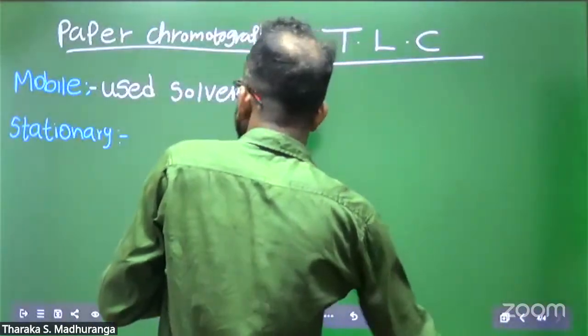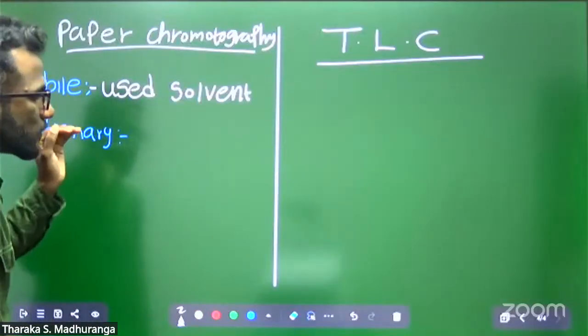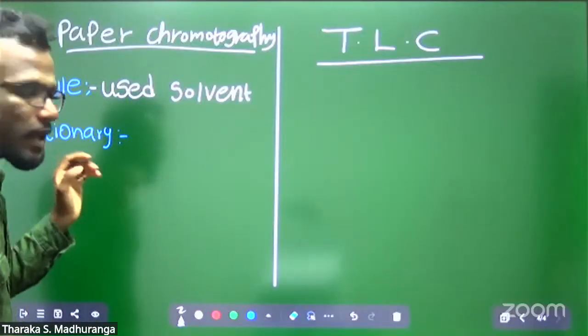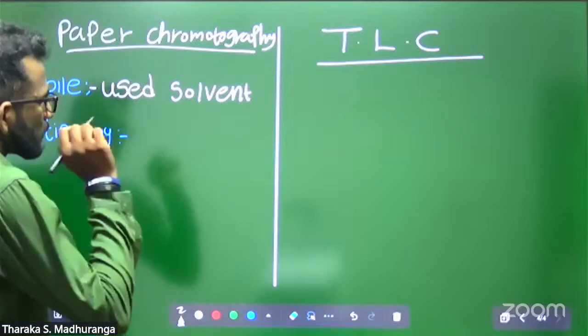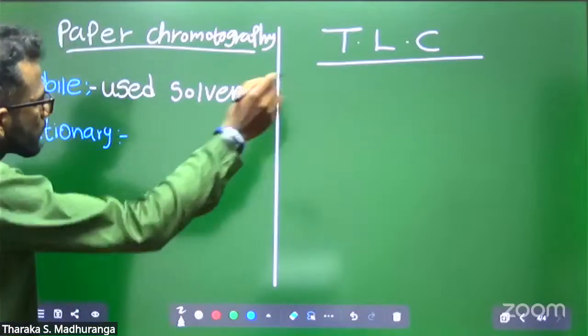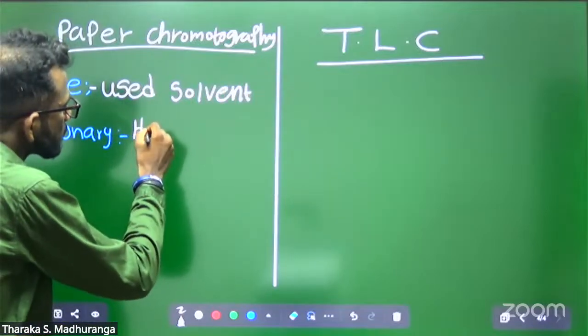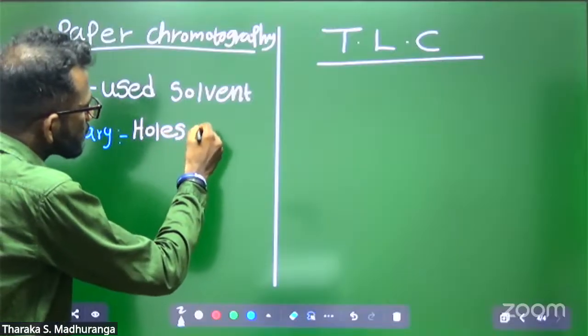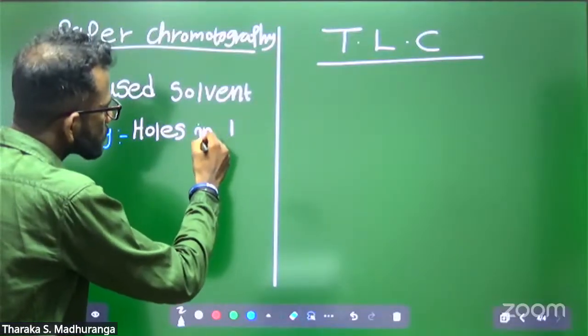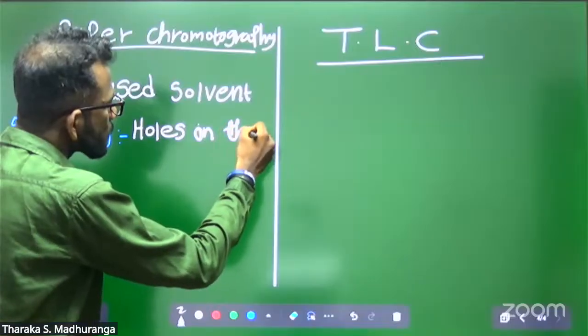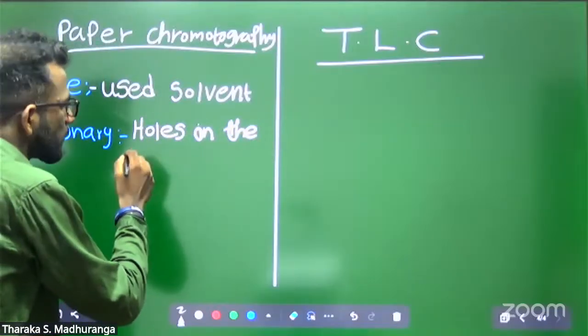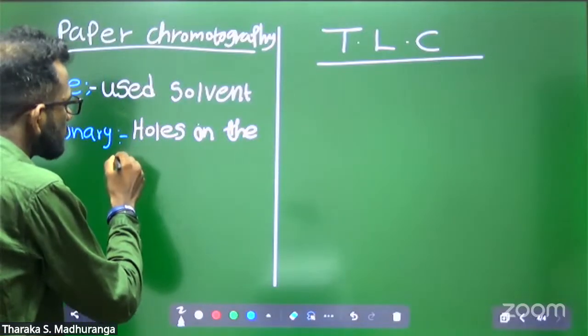And the stationary phase, you need to write, is the holes on the chromatography paper or Whatman paper.